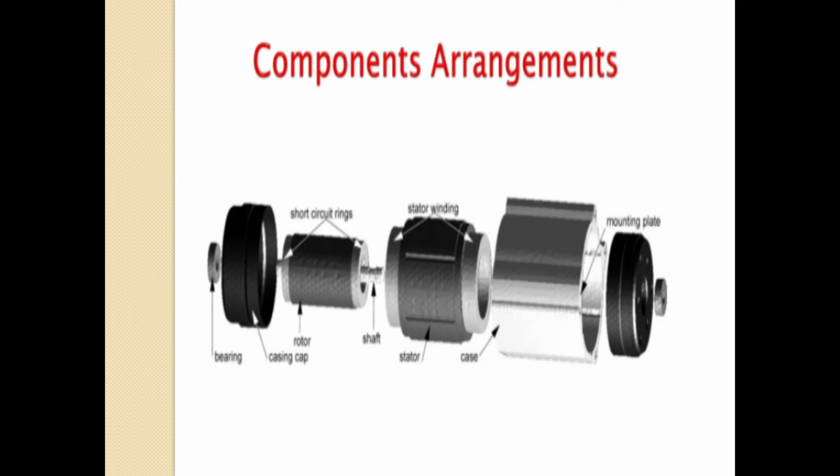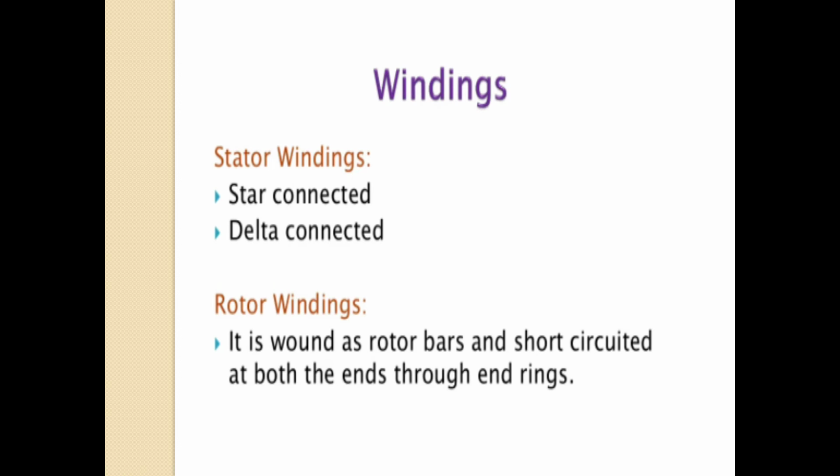This is the component arrangement of the three-phase induction motor: bearings and casting, short circuit rings, stator winding, and stator and mounting plate. Winding: there are two types of winding, one is star connected and another one is delta connected. Rotor winding: the rotor bars are short circuited at both ends through the end rings.